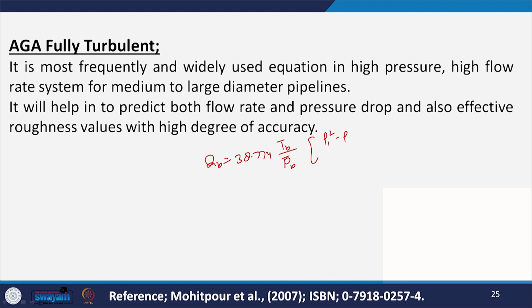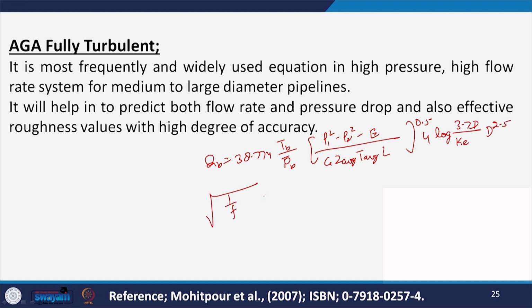P1 square minus P2 square minus E upon G Z average T average L, to the power 0.5, times log 3.7 D upon KE, D to the power 2.5, and the transmission factor can be defined as 1 upon F is equal to 4 log 3.7 D upon KE.